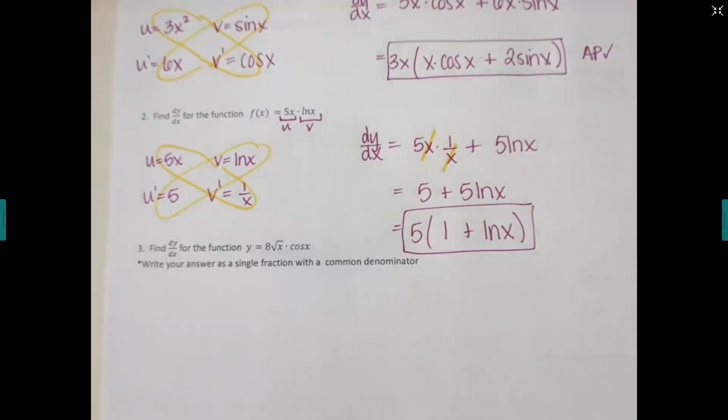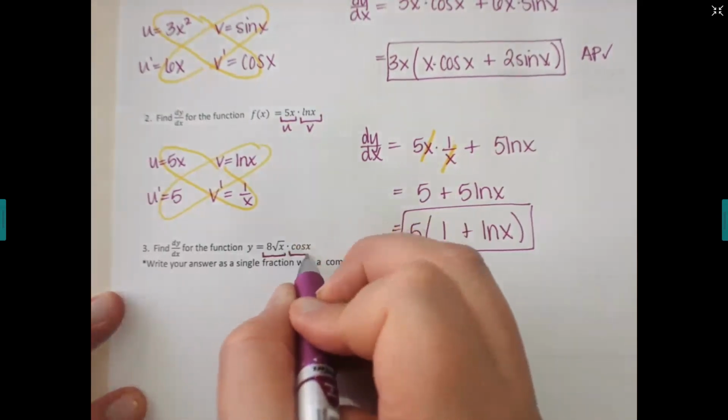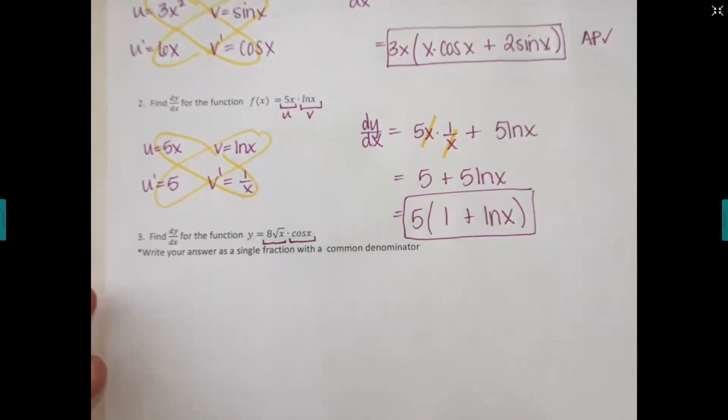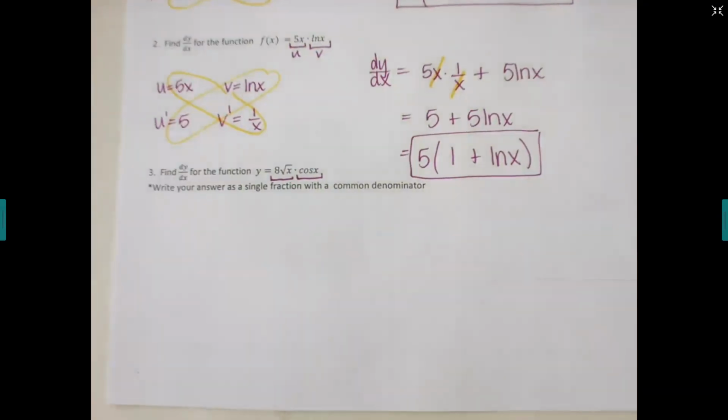Okay, go down to your next one. Okay, we have 2 pieces of our product. I have an 8 root x times a cosine x. Now, a little bit of a problem here. If I know that I'm going to have to take the derivative, I'm not going to write this as square root x. How am I going to write it instead? X to the 1/2. Very good.